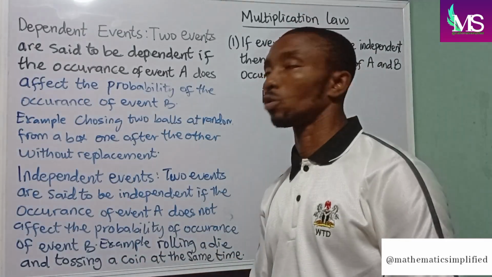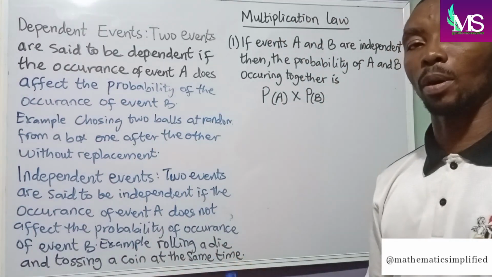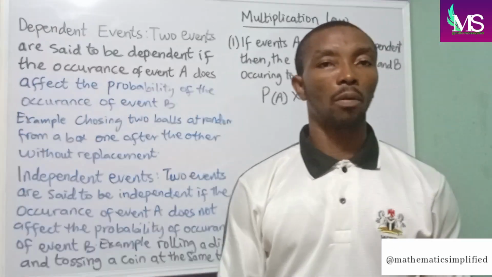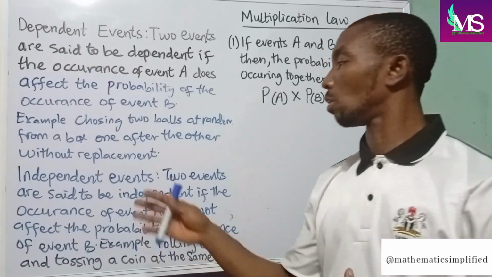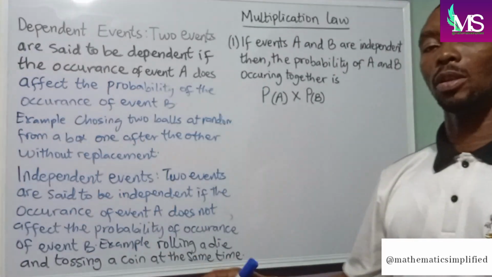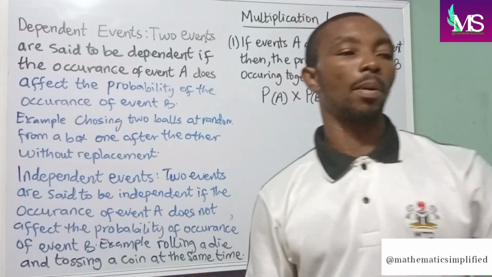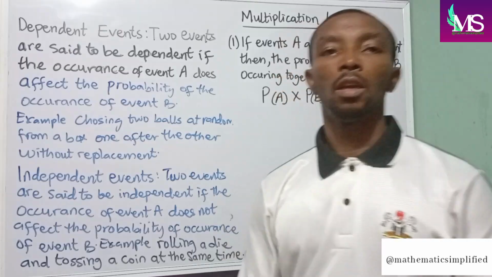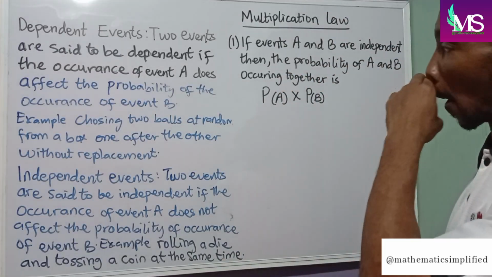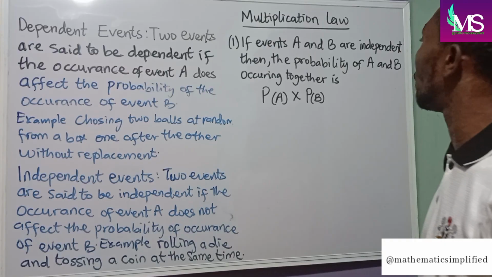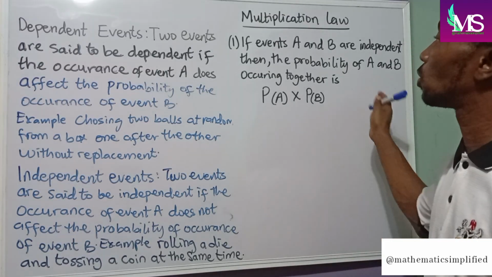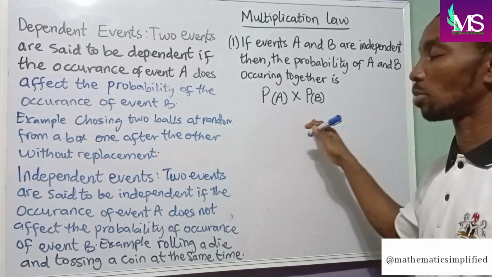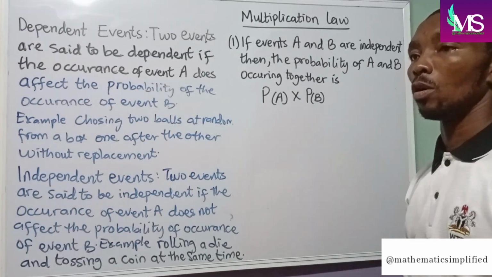Now, independent events, which are the opposite of dependent, is simply when the outcome of event A does not affect event B. The probability of A happening does not affect the probability of B happening. The example is tossing a coin and a die at the same time. Looking at our multiplication law, it says if two events are independent, then the probability of them occurring is probability of A times probability of B.